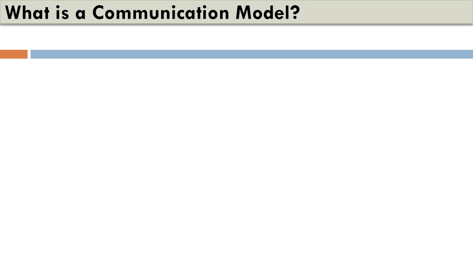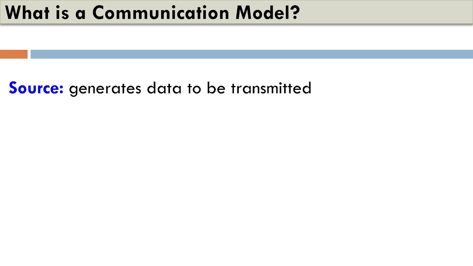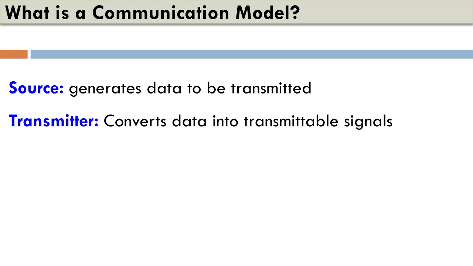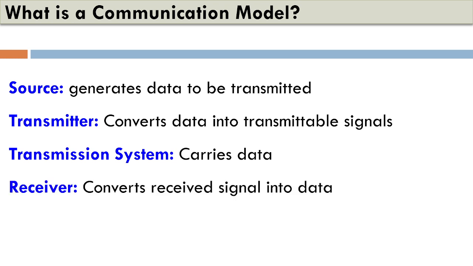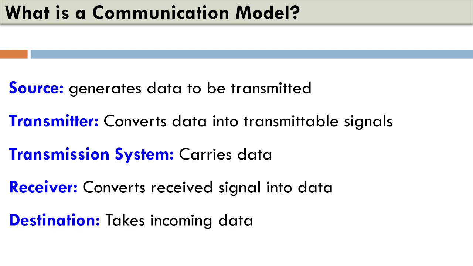Now, when we talk about the communication model, we will actually have a source which will generate the data that has to be transmitted through a medium to a destination. Then we will have a transmitter which will actually convert those data into transmittable signals. We will have a transmission system which may have carriers which will carry the data to the destination. Then we will have a receiver unit which will convert the received signal into data, and we will finally have the destination which will be taking the incoming data.